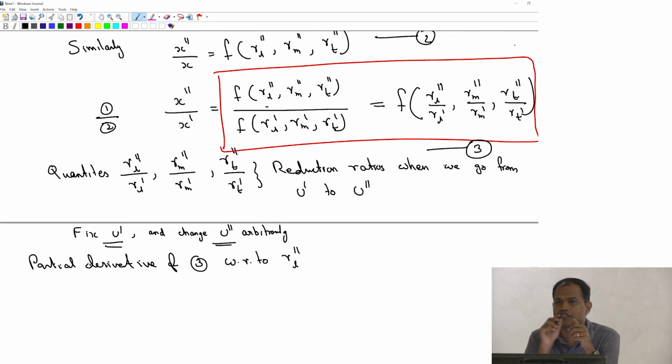This red boxed expression, on the right hand side, I do it as a function: I'll change all the lengths, I'll change all the masses, I'll change all the times and appropriately combine it. Or on the left hand side, I'm saying that I'll take the force in one unit, I'll take the force in other units, and I'll take the ratio of it. I'll get the same number.